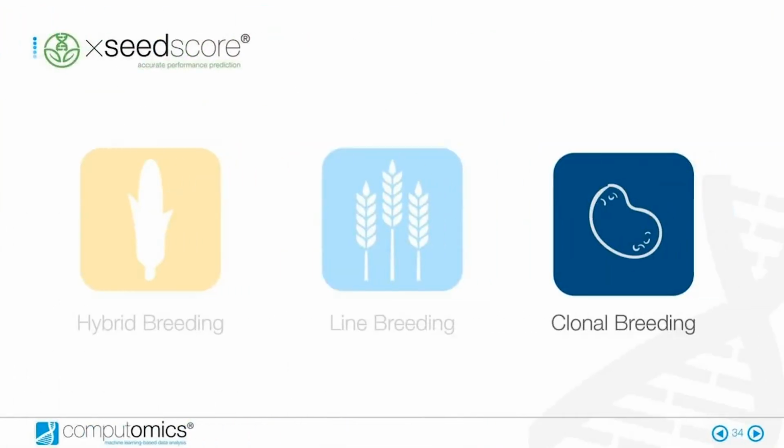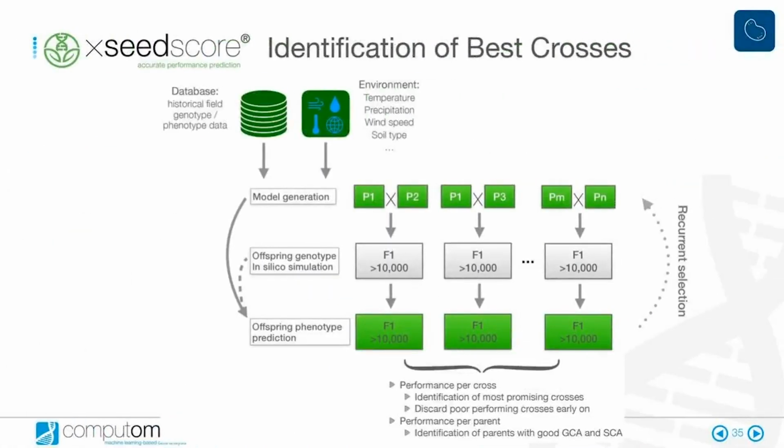So clonal breeding is basically a special case of line breeding. The goal is the same. We want to identify high-performing crosses and discard low-performing ones early on. The main difference is the genetics. In a typical line breeding program, you're trying to get mostly homozygous lines in an F4, F5, F6 generation. In clonal breeding, the plants get propagated clonally after the first generation and don't change their genetics. The plants are often massively heterozygous and in some cases also polyploid.